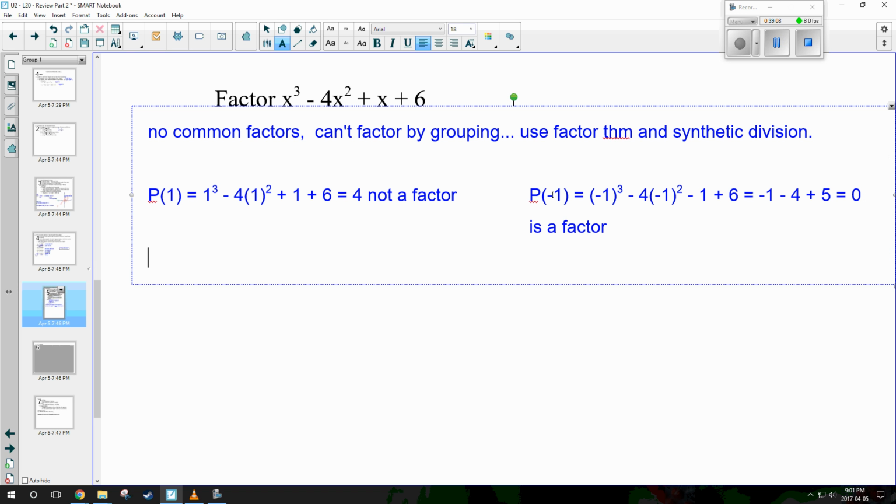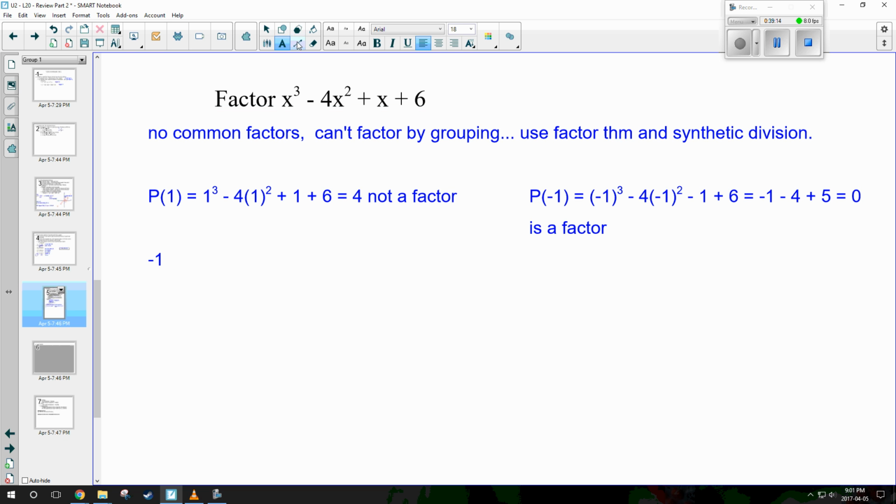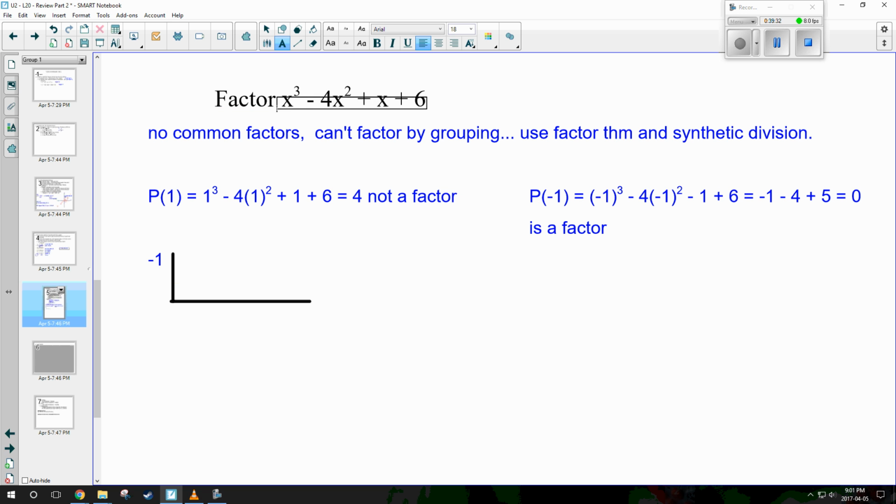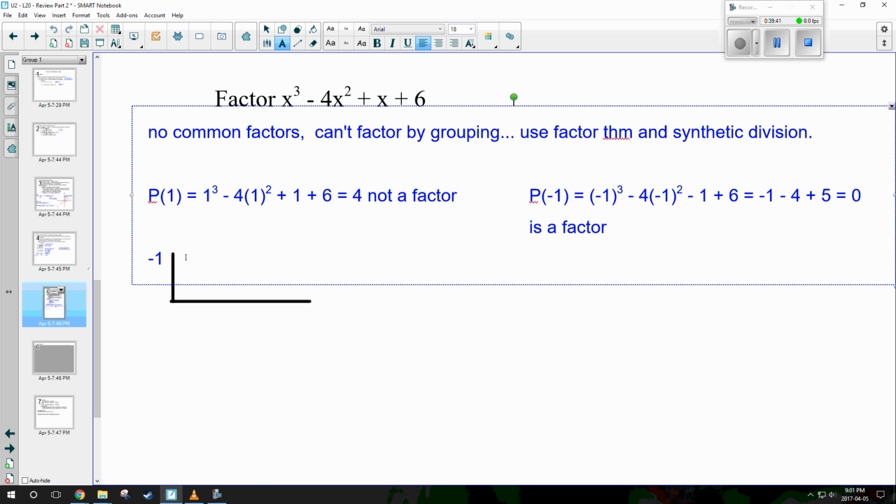So we know that -1 is a factor, so we throw -1 out front in terms of our synthetic division. Remember, with synthetic division, we have our little division symbol. And then what goes inside our division symbol, remember, is the coefficients of our equation here. So remember, our coefficients of our equations are the numbers that sit in front of our variables. So the first one here is a +1. And then here is a -4. And then we have a +1 and a positive 6.